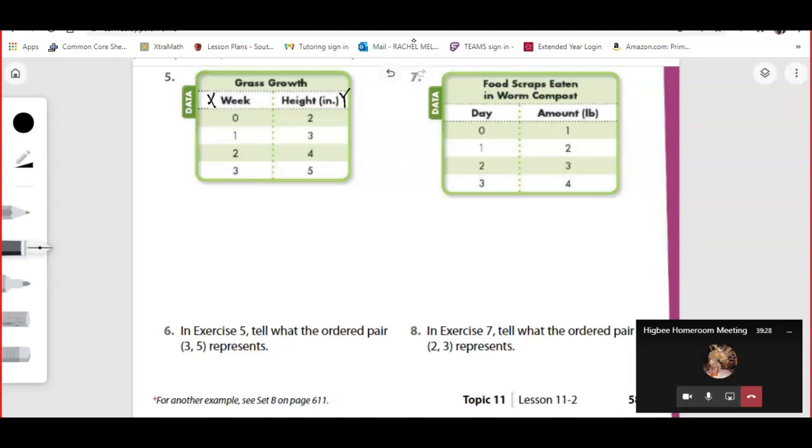So down here in number 6, they're asking us to look at this point right here, 3, 5. And what they want to know is, what does that ordered pair represent? Okay, well, what you need to do in order to look at that is you need to look at your labels that you just told me. Okay, so the 3 is in the x-axis, which is weeks, correct? So 3, 5 means that at week 3, how high is the grass?